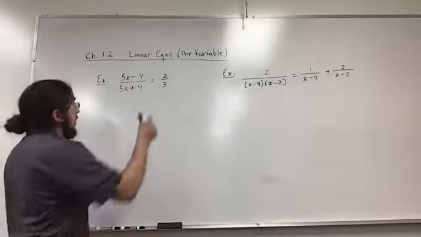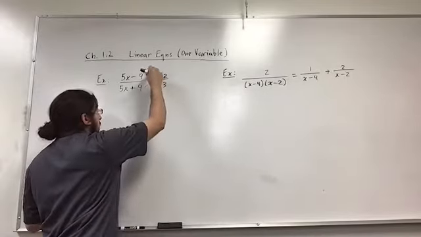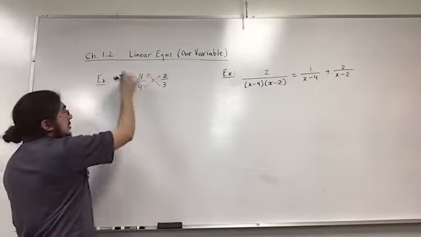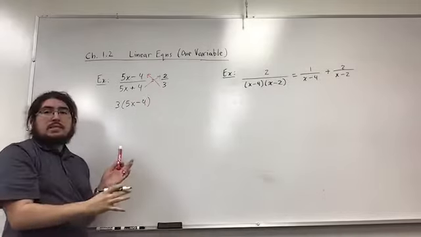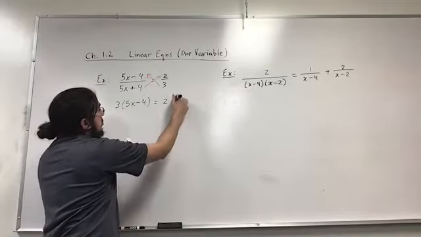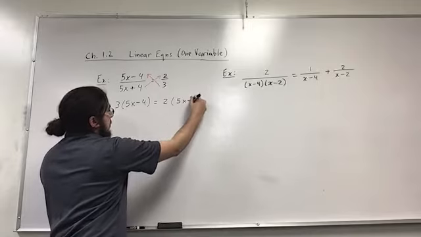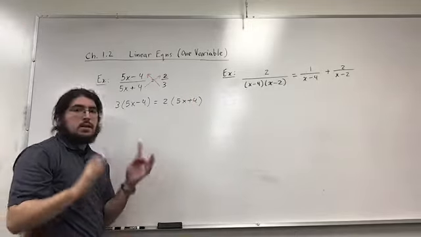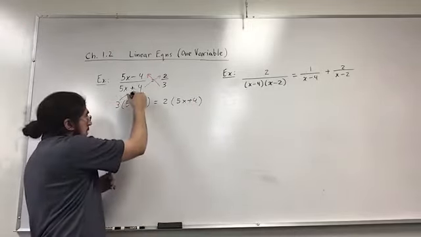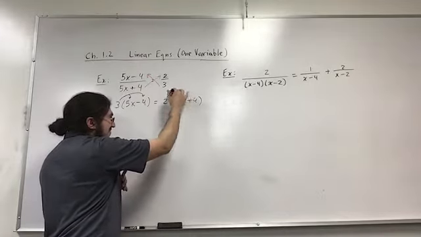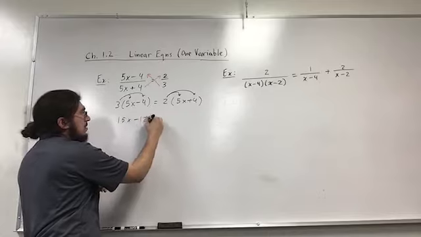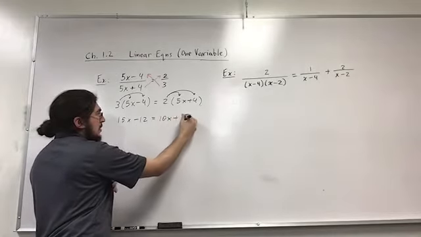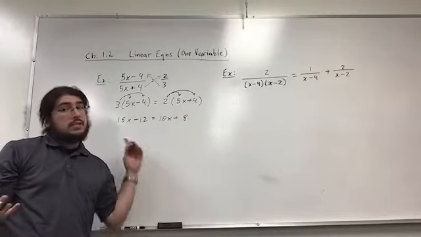Let's cross multiply. Remember, opposite denominators to opposite numerators. So on the left, I'll get 3 times the quantity 5x minus 4, just like this. And on the right, we get 2 times the quantity 5x plus 4, just like that. Great. Now, let's distribute to get rid of parentheses. So we end up with 15x minus 12 is equal to 10x plus 8. Great. Now this is a linear equation.